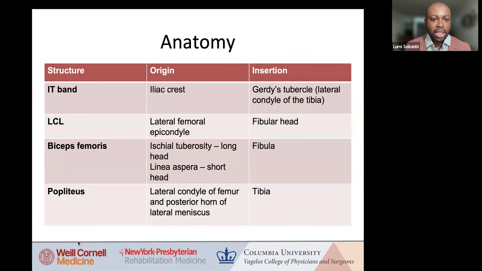Along with visualizing the anatomy, understanding the origins and insertions is helpful because they'll provide landmarks upon ultrasound examination. So of note, the IT band attaches to Gerdy's tubercle, which is on the lateral condyle of the tibia. The LCL attaches to the fibular head. The biceps femoris attaches to the fibula, and then the popliteus originates from the lateral condyle of the femur and the notch and the posterior horn of the lateral meniscus.